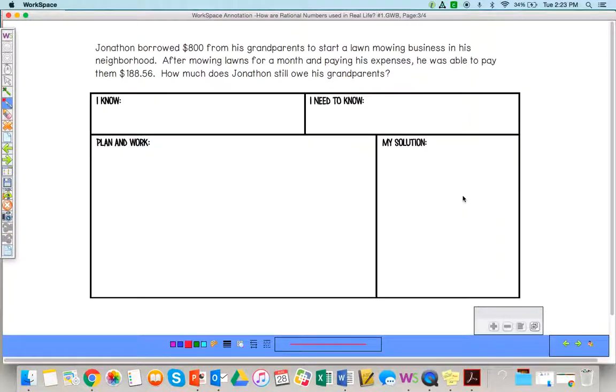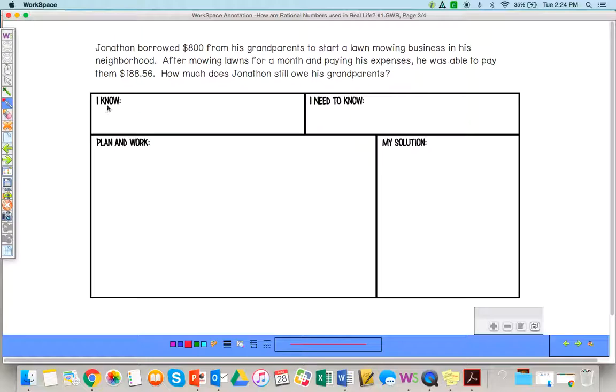All right, for our next problem. It says Jonathan borrowed $800 from his grandparents to start a lawn mowing business in his neighborhood. After mowing lawns for a month and paying his expenses, he was able to pay them $188.56. How much does Jonathan still owe his grandparents?